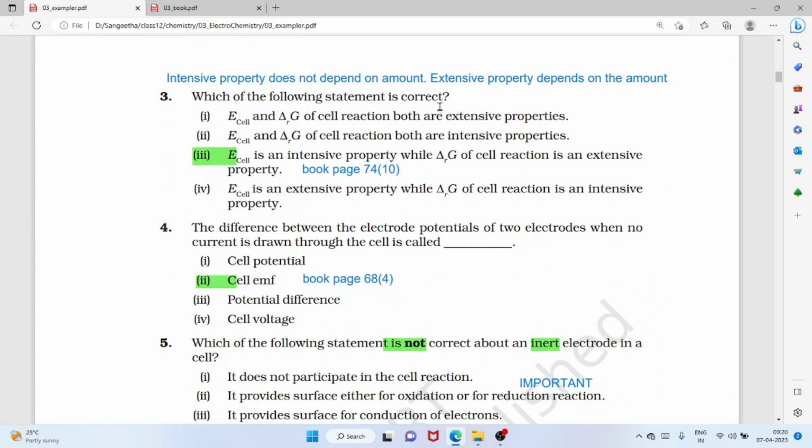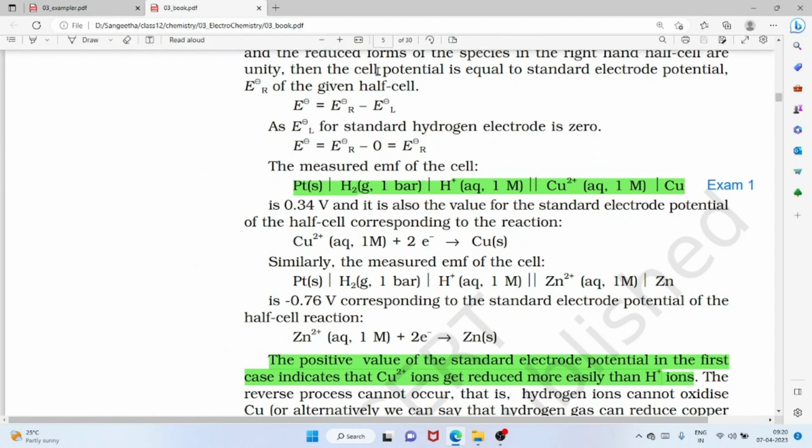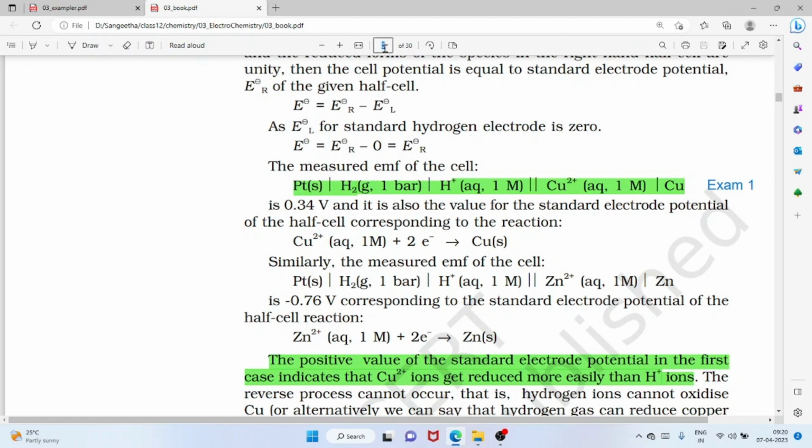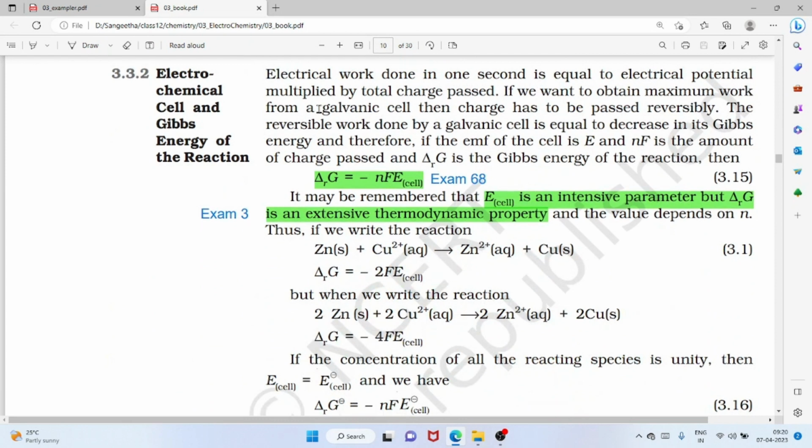Which of the following statements is correct? An intensive property does not depend upon the amount; an extensive property does. So here E cell is an intensive property, it does not depend on amount, but delta rG, that is Gibbs energy, is an extensive property.